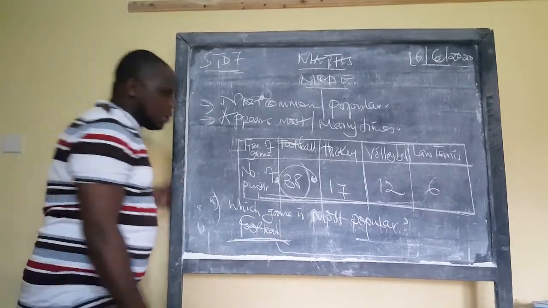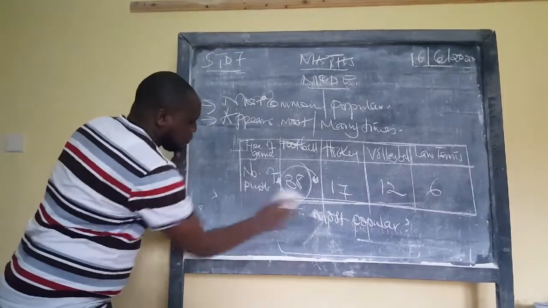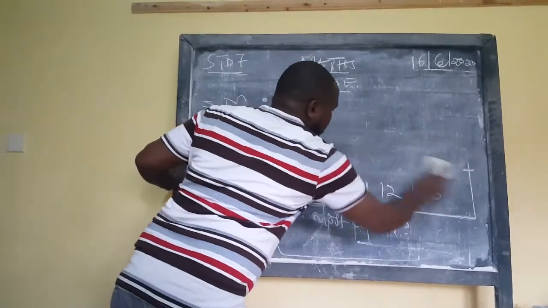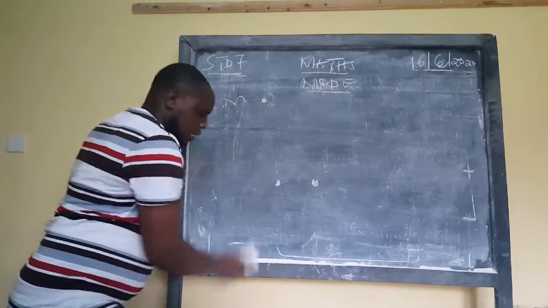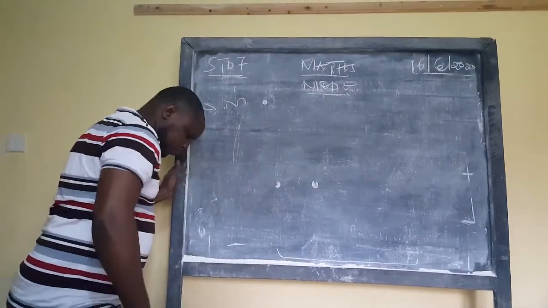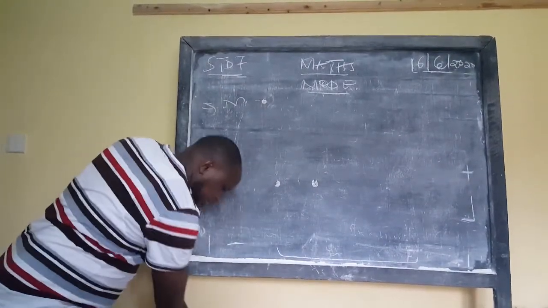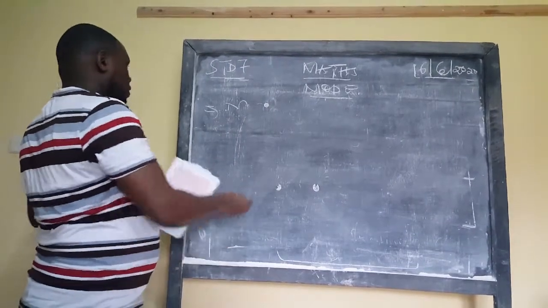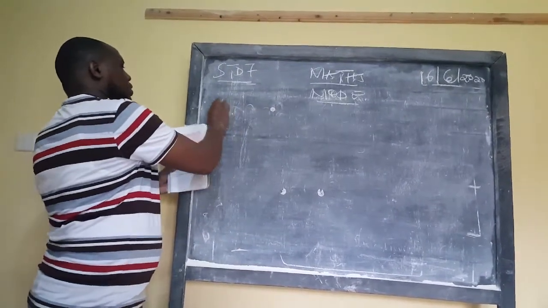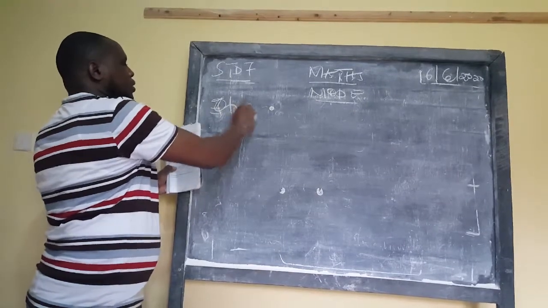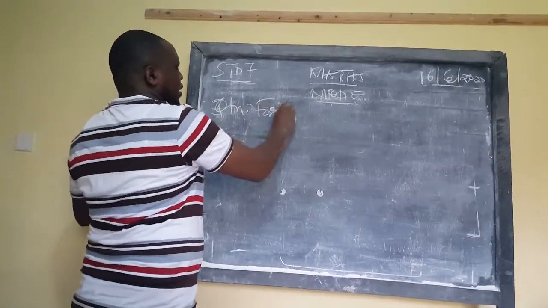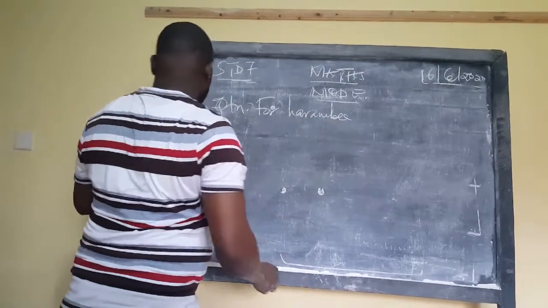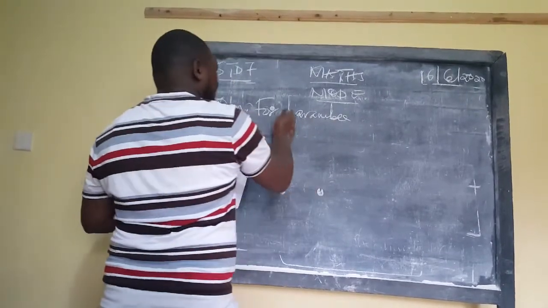So you want to now do one question from the book and really understand how the questions are set, whether you can be able to get them. For a harambee project, the amounts given were as follows.